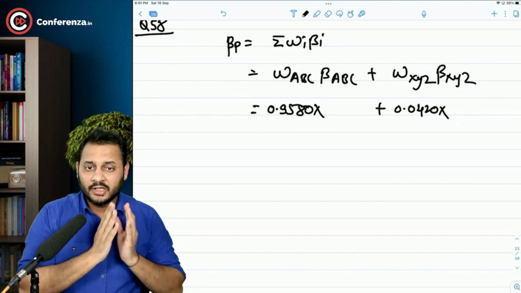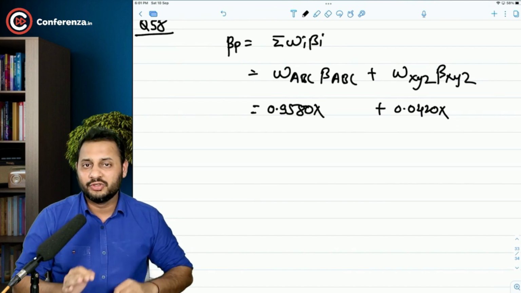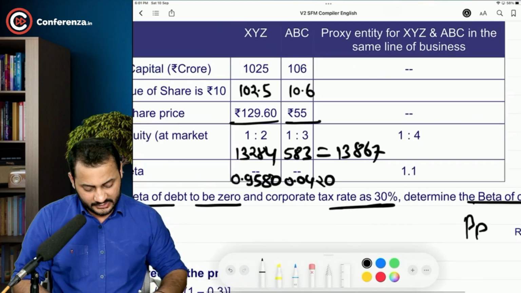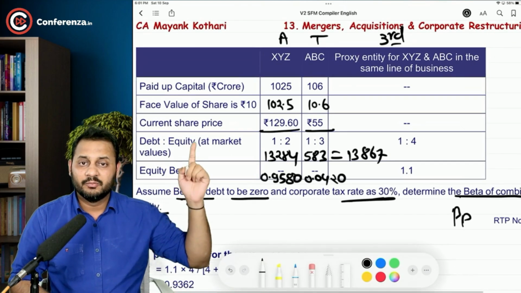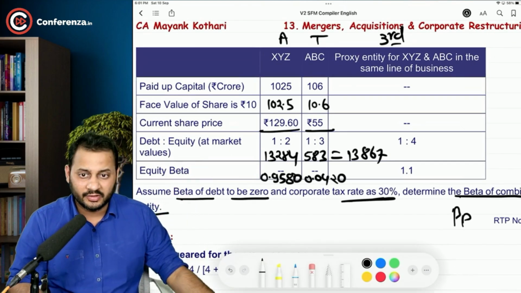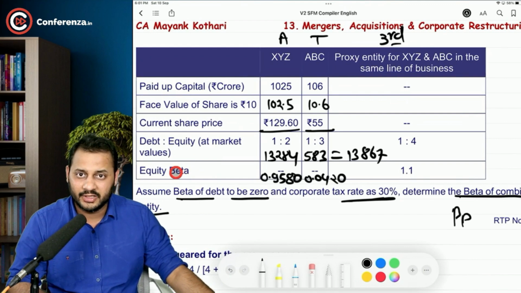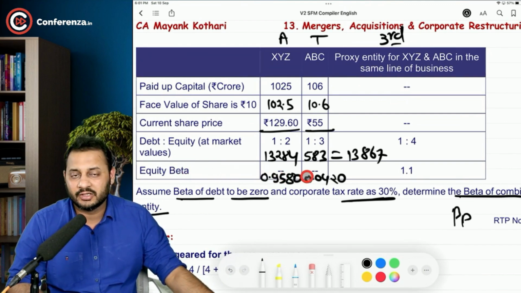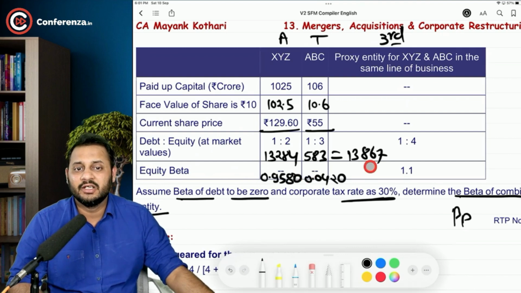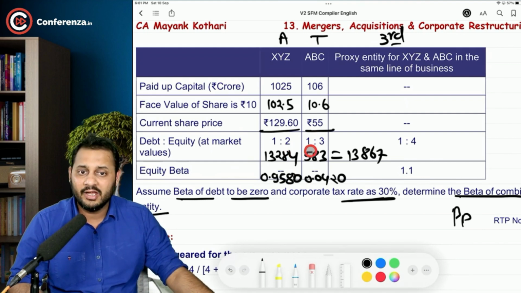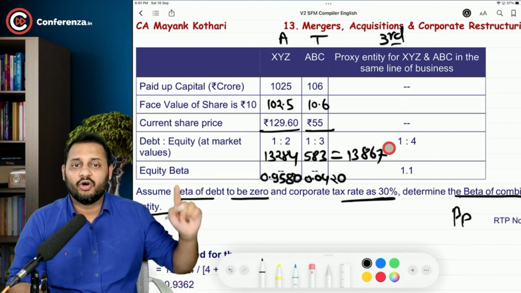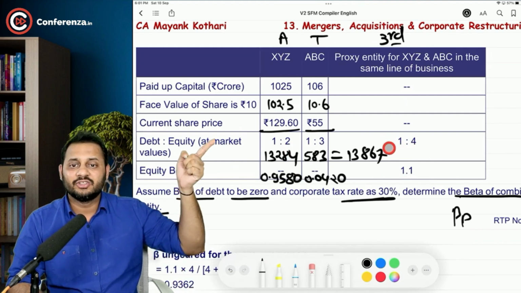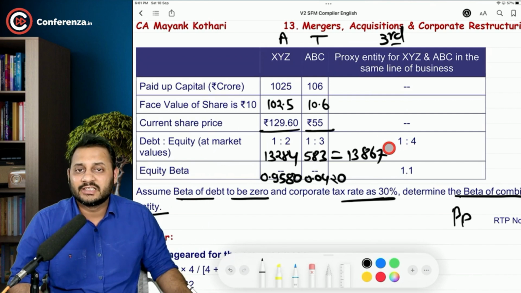Clear with that? Now we want the beta of both the companies, but the problem is the beta of both the companies, XYZ and ABC, is not given. It is right here, the equity beta. See, you will find no data given for those betas. But there is one thing which is given in this question, 1.1. Can we take this equity beta in place of this? No sir. Why? Because the debt equity ratio of the proxy entity does not match with XYZ and ABC.